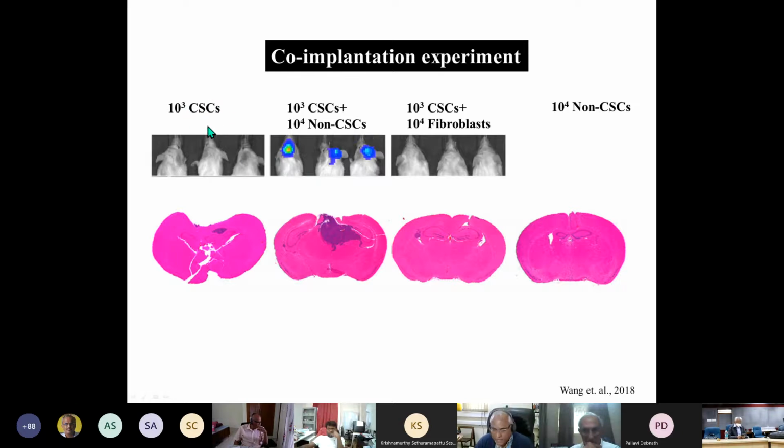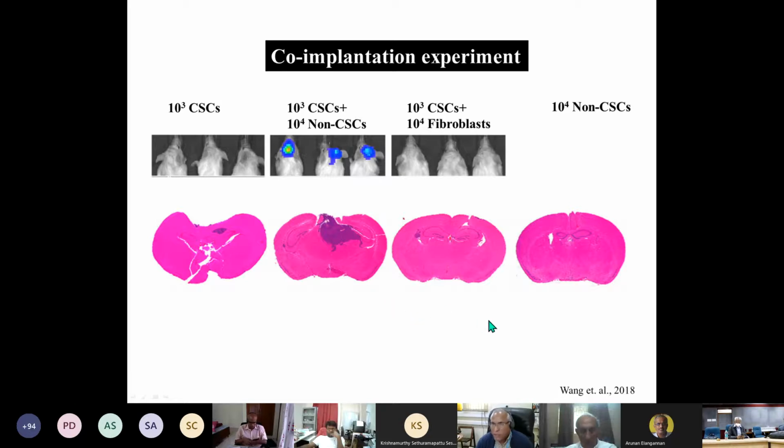When you inject only CSCs, you can see hardly any tumor being formed in this particular time frame of the experiment. You can see a small tumor formed here, in a representative animal section. Whereas when the stem cells were co-injected with the non-cancer stem cells, you can see the same number, 10 power 3 CSCs, can form a much bigger tumor. This does not happen if you co-inject fibroblasts. And if you inject only non-cancer stem cells, again, there are no tumors. So what it tells you is the non-cancer stem cells can help promote the growth of tumors which are initiated by the stem cells.